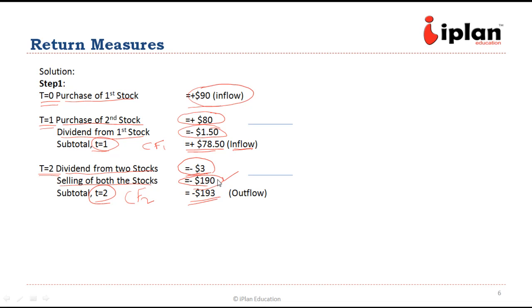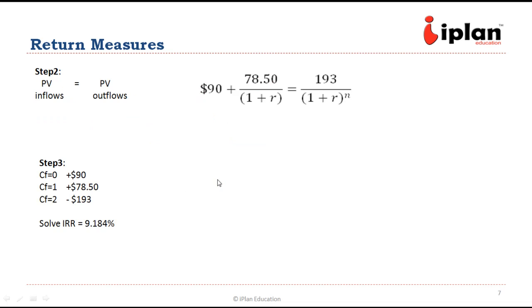Now we can simply calculate the money weighted rate of return. These are the values we have put here. First cash flow, second cash flow, these two are positive, third is negative. That is why it is on the other side. And we can get the value of IRR, or in this case the money weighted rate of return, which is 9.184%. Let us move to the next slide.